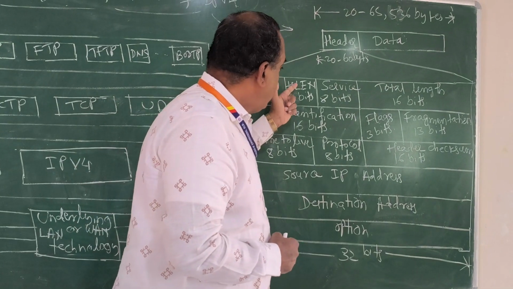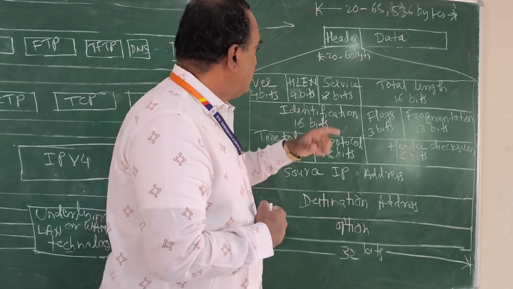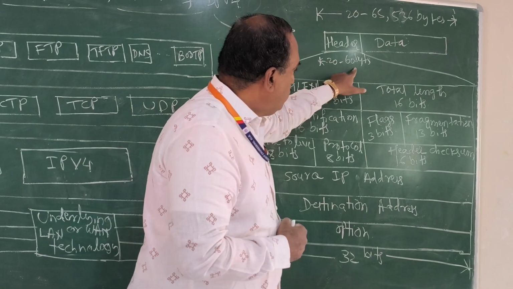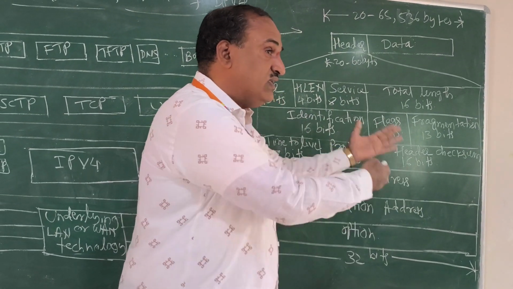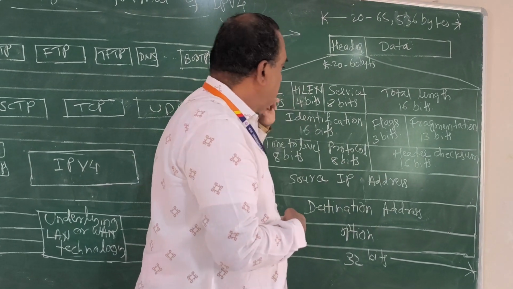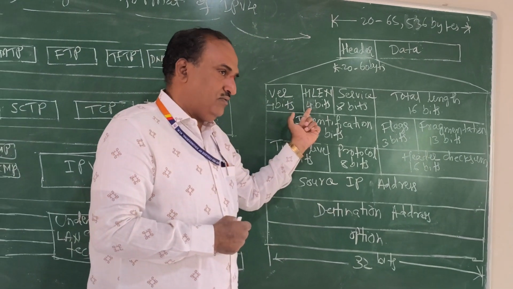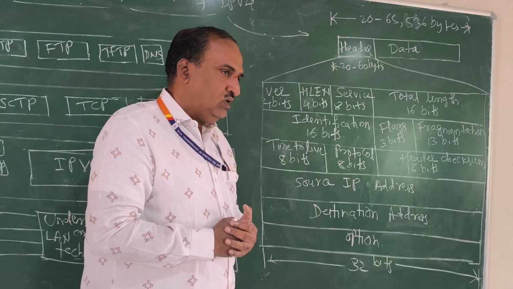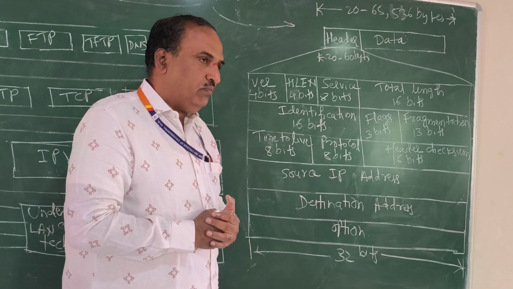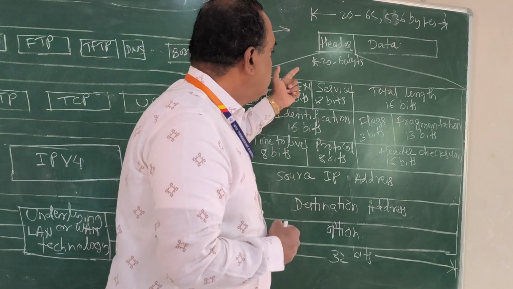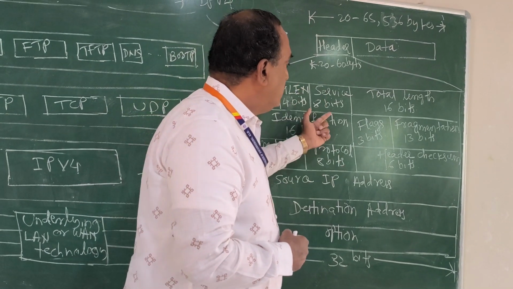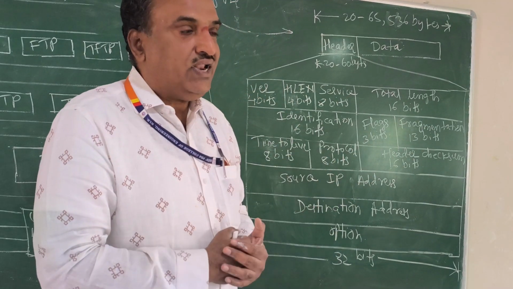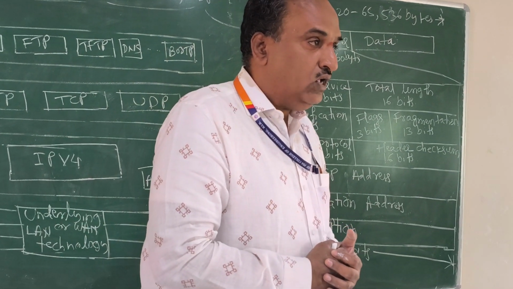Then the header length. How much is the header length? As I already told, it varies from 20 to 60 bytes, so we have to tell the receiver how much the length of the header is, whether it is 20 bytes, 30 bytes, or 40 bytes. Here it will mention the header length. Then the service: many different types of services are there.